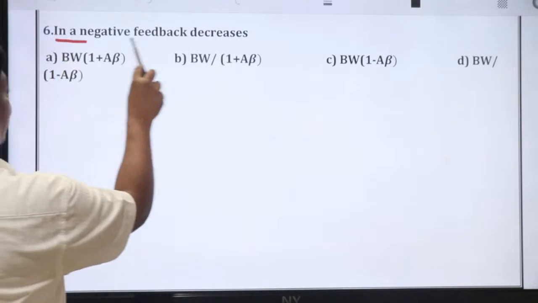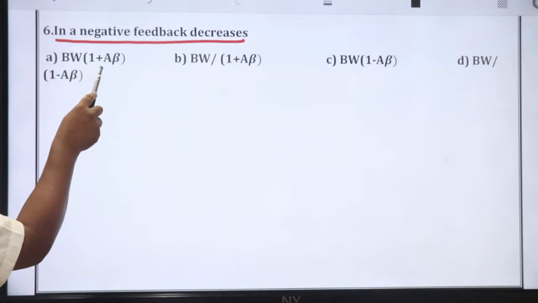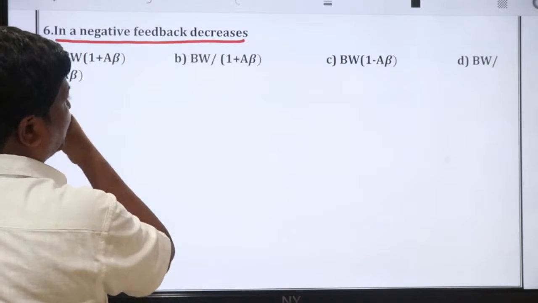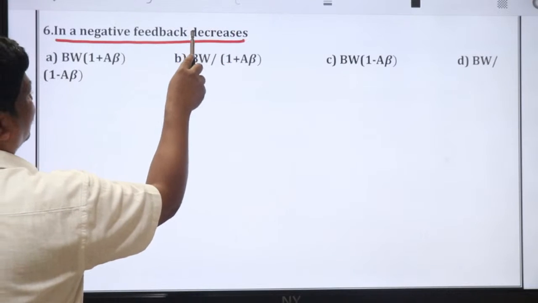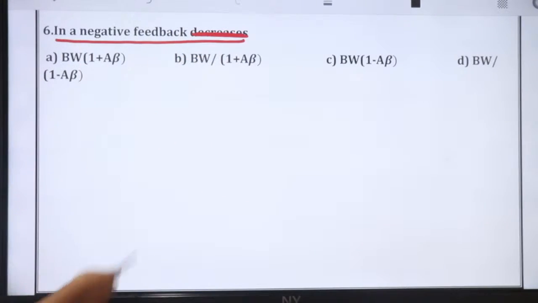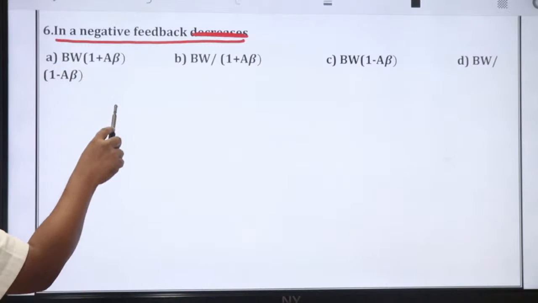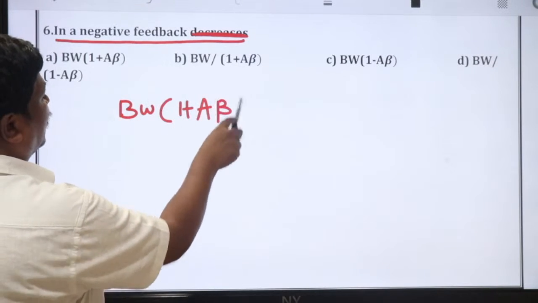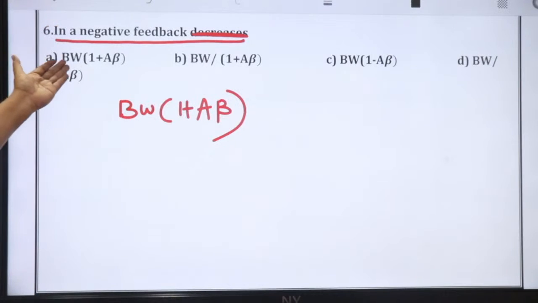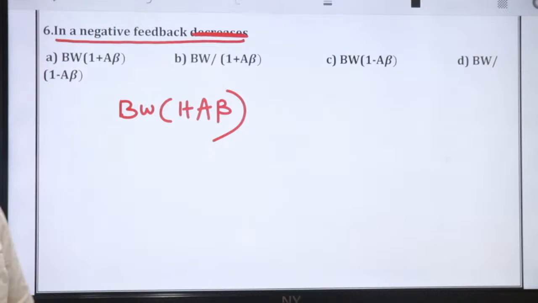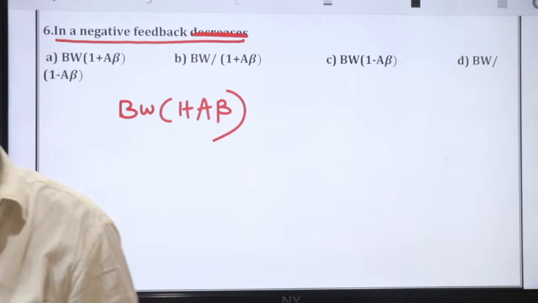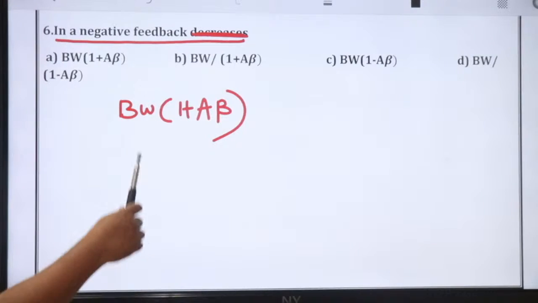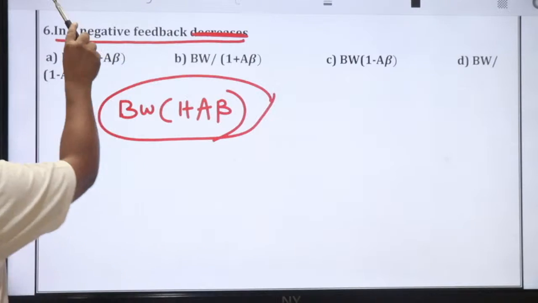In a negative feedback, bandwidth decreases. They should not ask like this. In a negative feedback, which statement is correct? Bandwidth increases by 1 plus A beta times. Because of negative feedback, bandwidth increases by a factor of 1 plus A beta. Next.